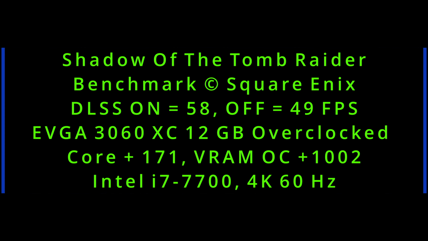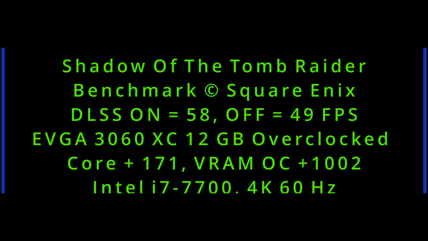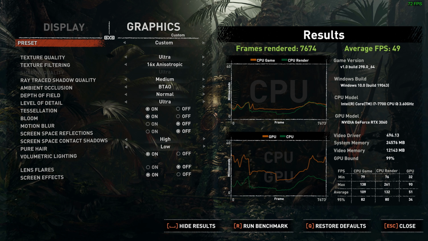I'm your host, Gamer. And today, we are looking at Shadow of the Tomb Raider and the implementation of DLSS, Deep Learning Super Sampling. And we went from 58 with it on to 49 with it off. And that's using the 3060 12 gigabyte overclock.